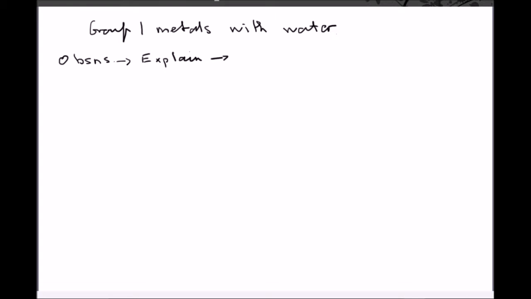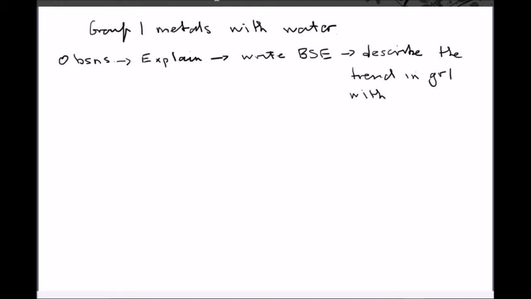Next thing we need to be able to do then is to write the balanced chemical equations, or the BSE, the balanced symbol equations, for the reactions that we see going on the screen. And we also need then to state and explain. So we'll just say describe the trend in the reactivity of these group 1 metals with water.